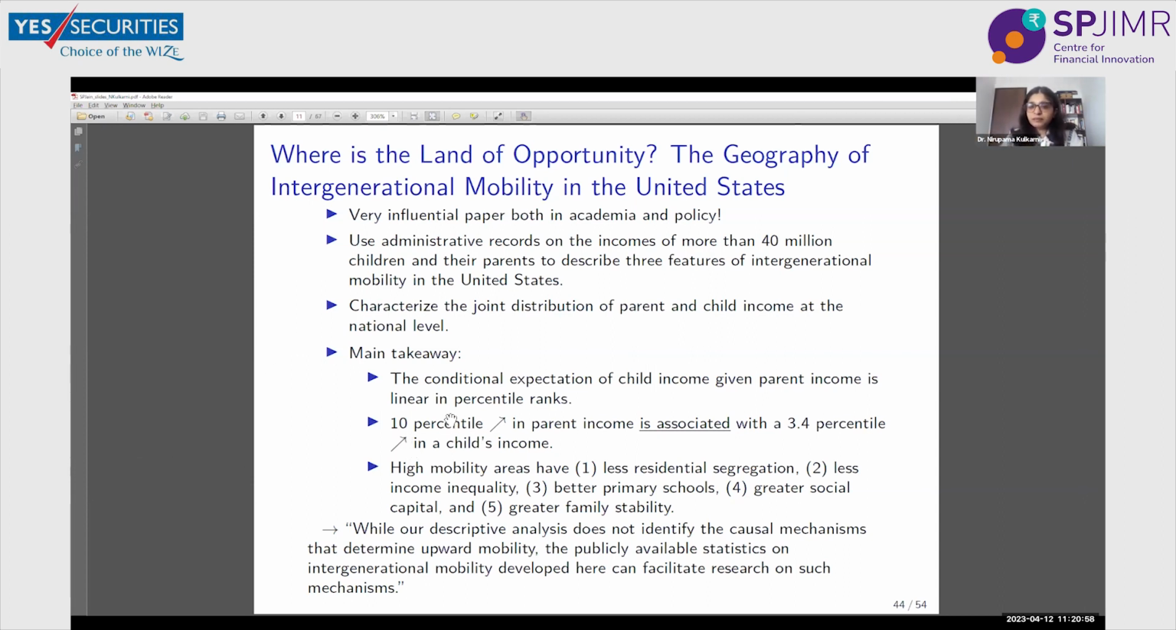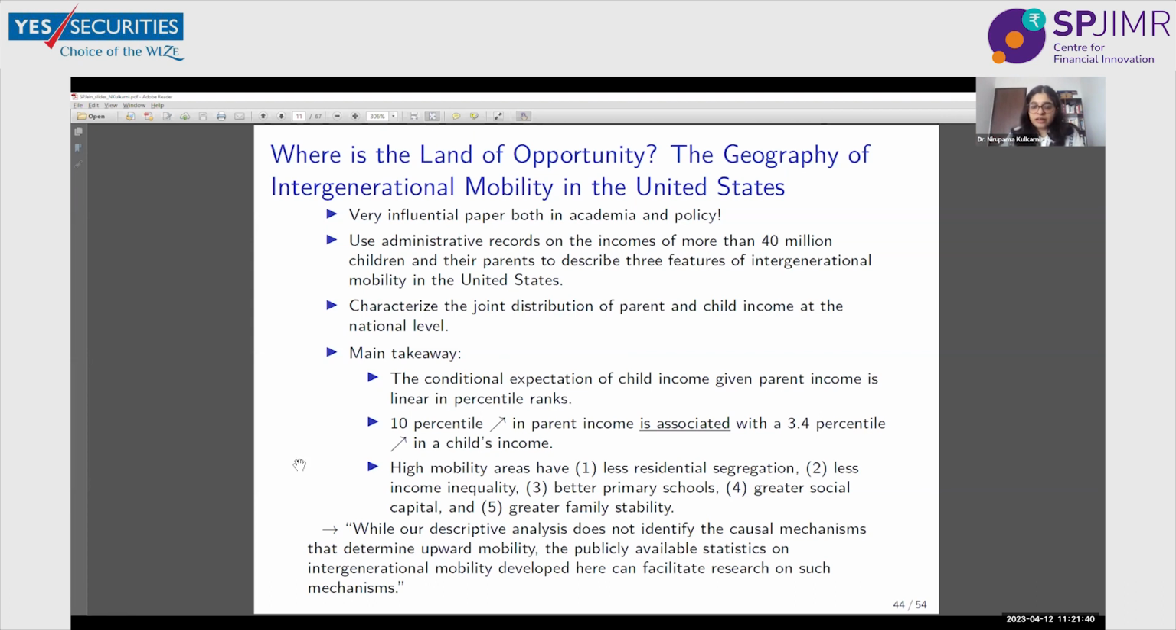And they also then move on to show that this is actually determined by where these children stay. So especially in the US, they identify these high mobility areas where my outcomes don't depend as much on my parents' outcomes. Those cities are less residentially segregated, have lower income inequality, have better schools, have greater social capital, and have greater financial stability. Again, all channels and mechanisms through which I might be able to do well as an adult, irrespective of who my parents are.